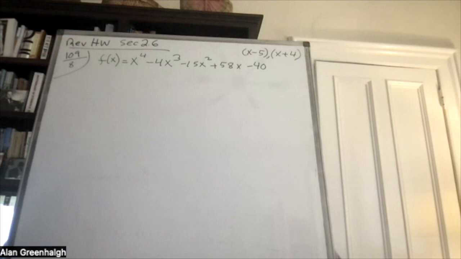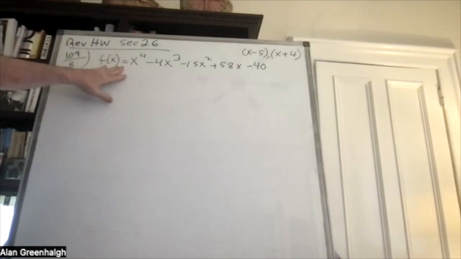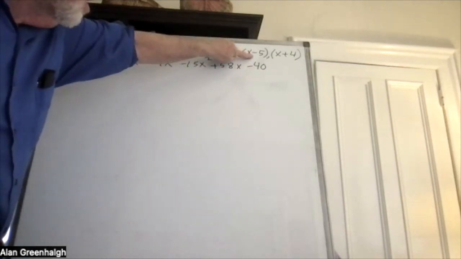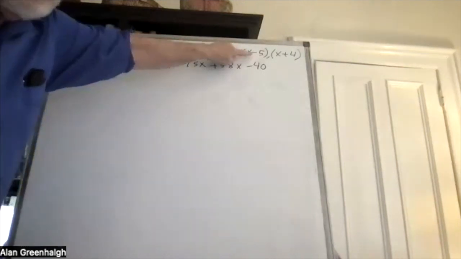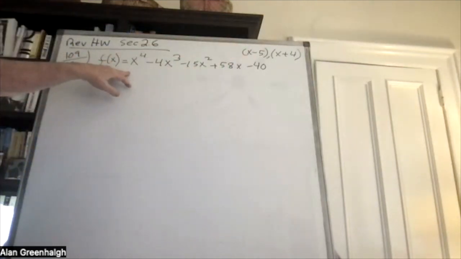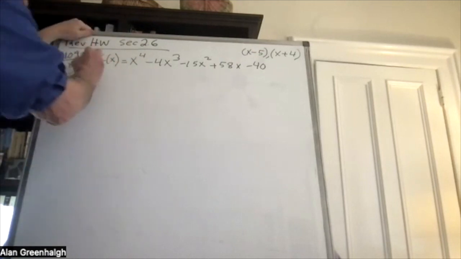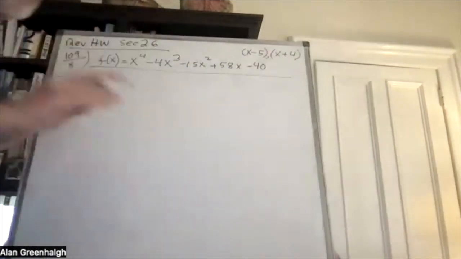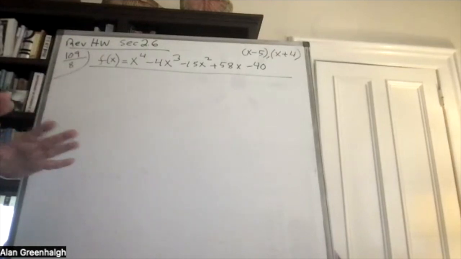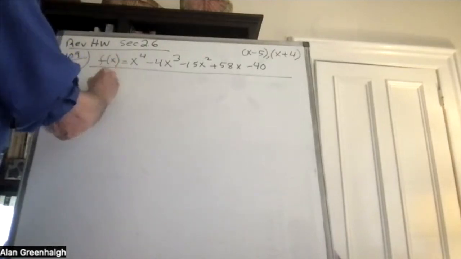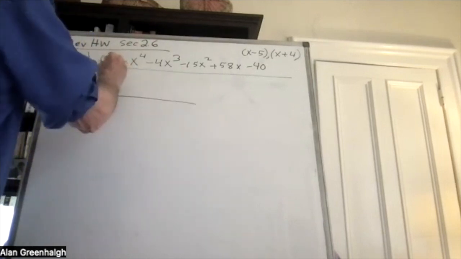Okay, now the question says verify the given factors of f of x, and then find the remaining factors. Now we could use the factor theorem. In other words, we could substitute the opposite of -5, which is 5, into what? No. Well, you know something? I don't like the factor theorem. I like synthetic division. I'm going to do this using synthetic division.